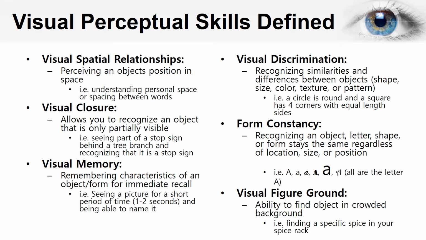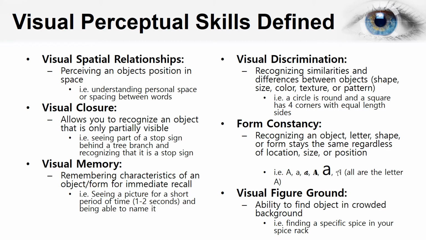Visual closure allows you to know what an object is when you can only see part of it. For example, it is seeing a dot sequence following a circular motion and knowing that it forms a circle before connecting the dots. Visual memory refers to our ability to remember something that we saw once it has been taken away. At school, children use this skill to recall a sequence they are copying off the board without needing to look up at the sentence after each letter or word.